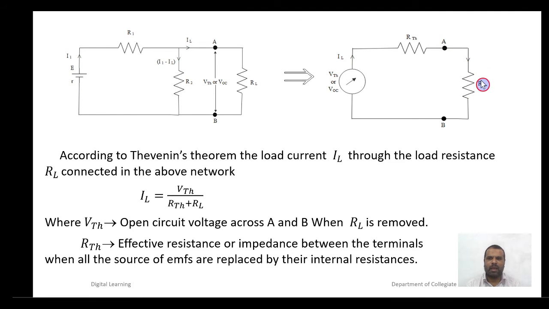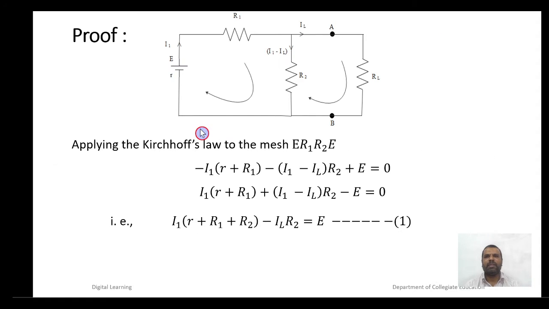load resistance RL. According to Thevenin's theorem, the load current IL through the load resistance RL connected in the above network equivalent circuit is IL equal to VTH divided by RTH plus RL, where VTH is the open circuit voltage across A and B when RL is removed, and RTH is the effective resistance or impedance between the terminals when all the sources of EMFs are replaced by their internal resistances. Now we will see the proof.